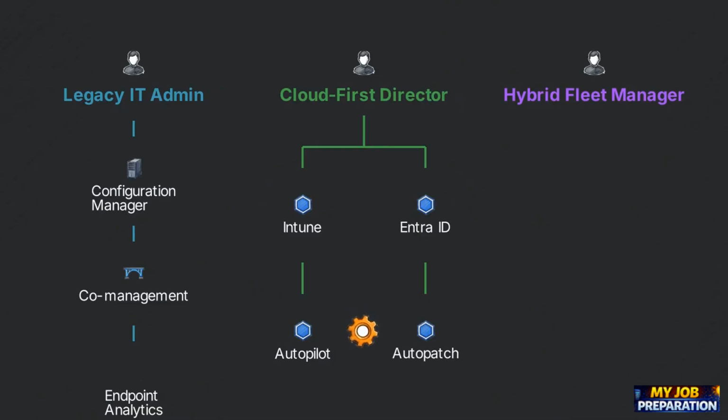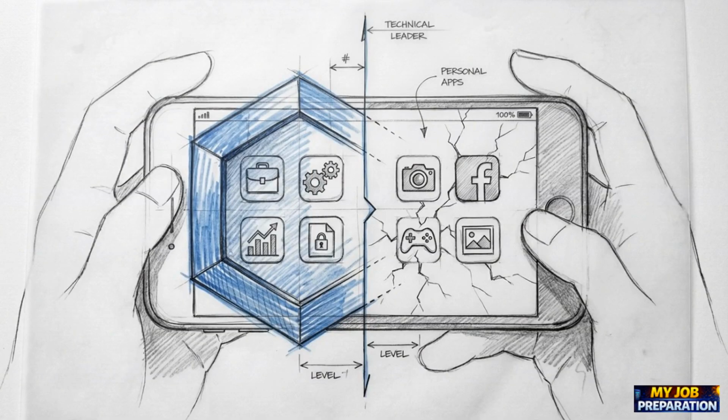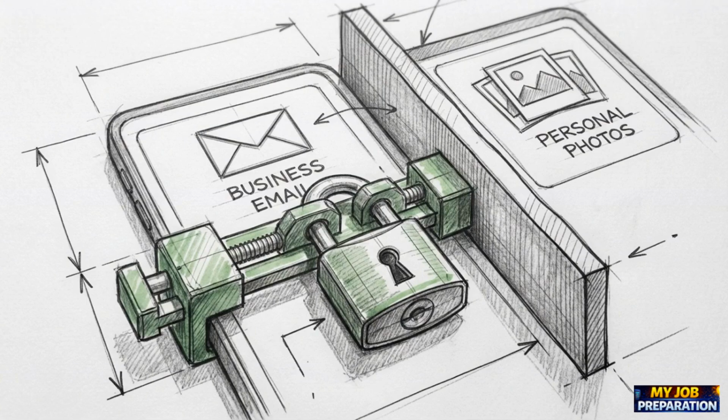Third, if you are a hybrid fleet manager dealing with a chaotic mix of corporate hardware and personal devices, your essential tools are Mobile Application Management and Windows 365. Mobile Application Management, or MAM, is crucial here. It allows you to protect corporate data on a user's personal phone through targeted app policies, without legally or technically intruding on their private data.